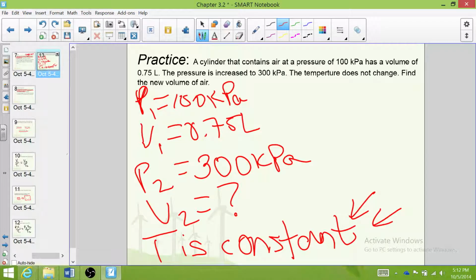What that tells us is we want an equation that does not have T in it. We don't care about T. It is exactly the same before and after, so we can completely ignore it. So let's go back and look at our three equations.